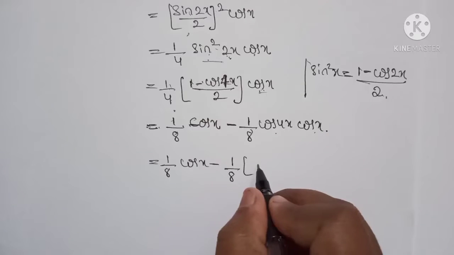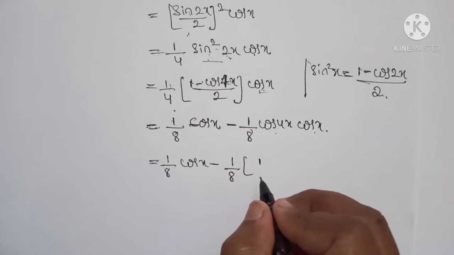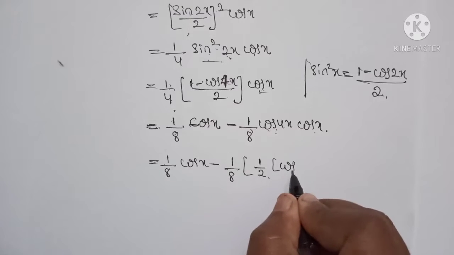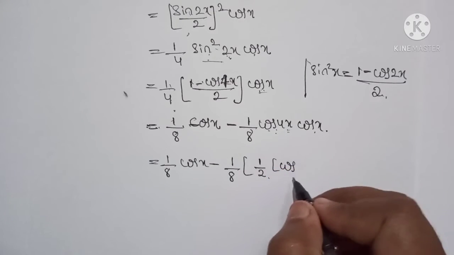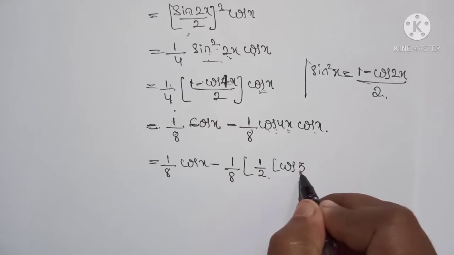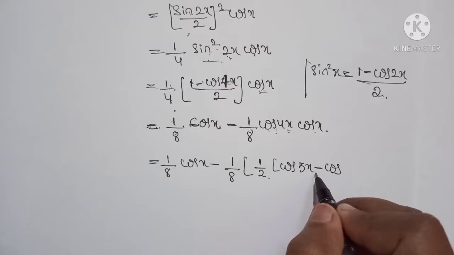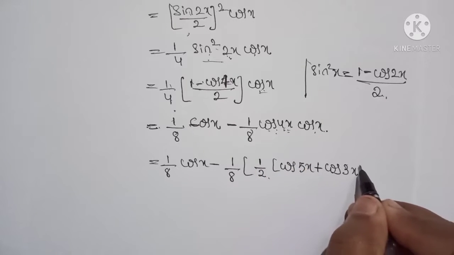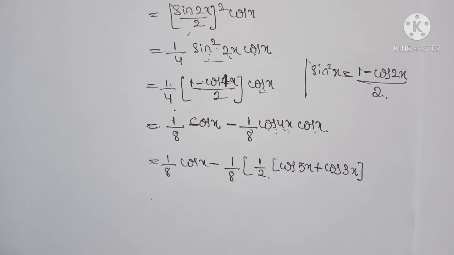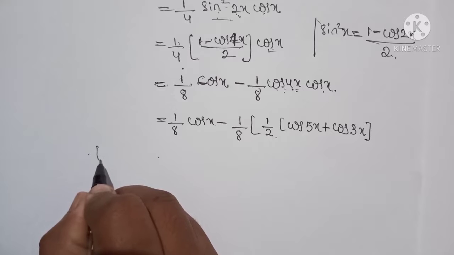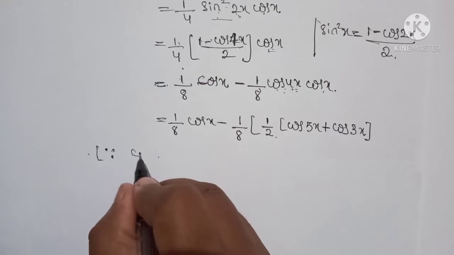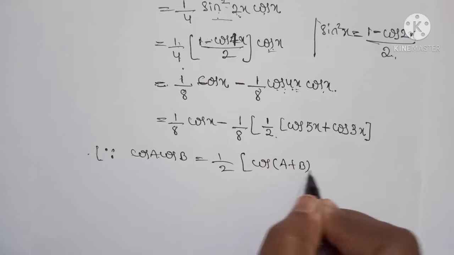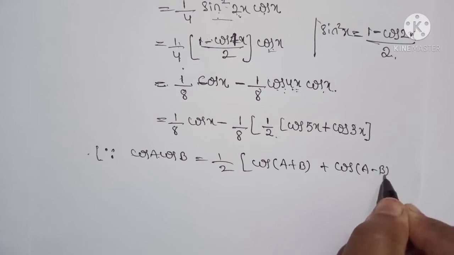The cos A cos B formula is 1 by 2 cos of (A plus B) plus cos of (A minus B). That is, A plus B is 4x plus x equals 5x, and A minus B is 4x minus x equals 3x. So cos A cos B equals 1 by 2 [cos of (A plus B) plus cos of (A minus B)]. Applying this formula we get this form.